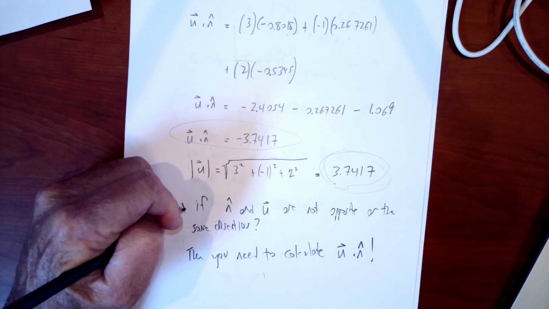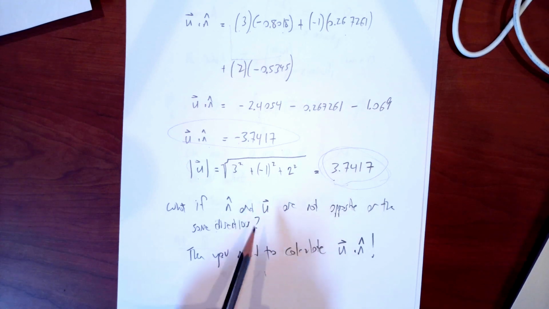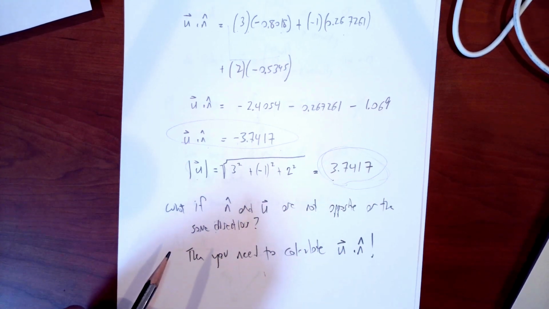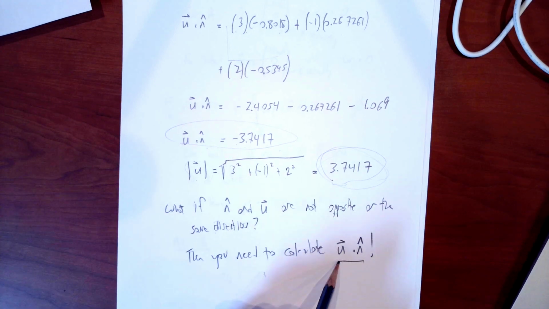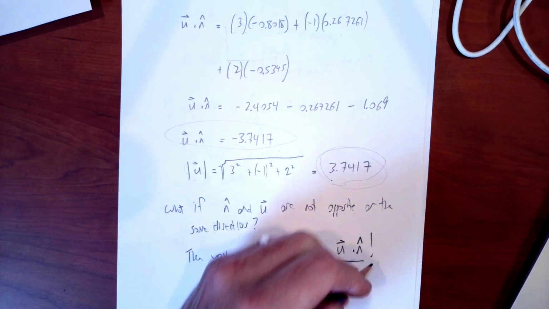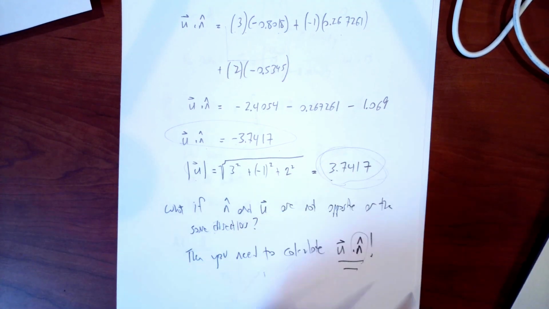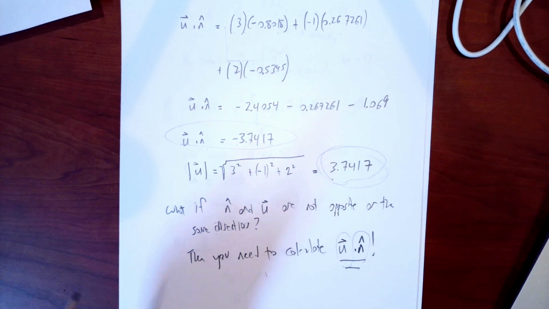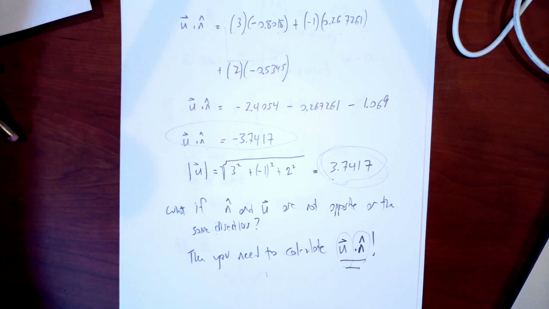So what would you do if n and U were not pointing exactly in the same direction or exactly opposite each other? What could you do then? You would have to calculate the dot product. Is that impossible? Absolutely not. You would have to be somehow told what the orientation of the surface is. You would have to figure out what the n hat is that represents that surface, an outward facing normal, and then you would take the dot product with whatever the U vector is, and that would give you the amount of fluid passing through that surface.